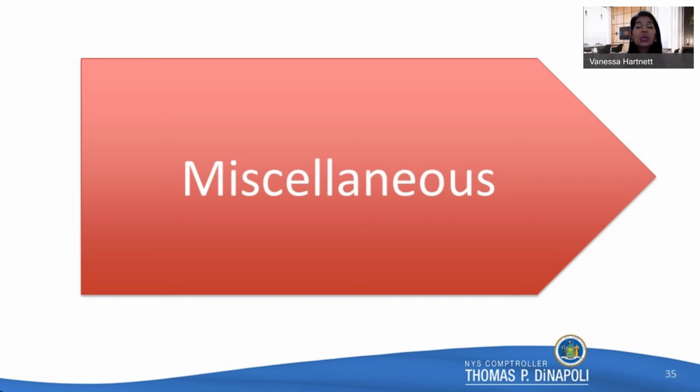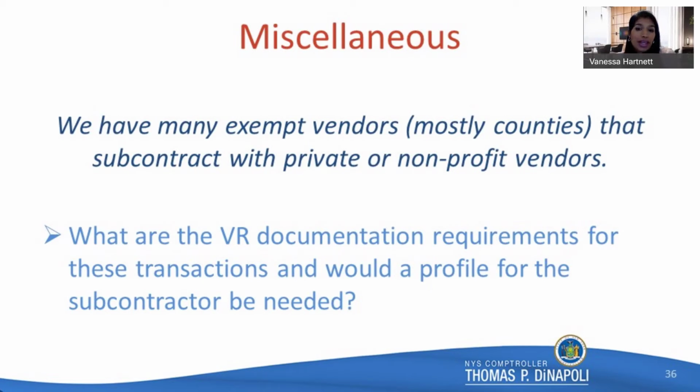So for this section, we've received several questions from agencies that didn't quite fall under the previous VR categories discussed at the beginning of the presentation, but these are important questions that we want to address. Our first question is, we have many exempt vendors, mostly counties, that subcontract with private or nonprofit vendors. What are the VR documentation requirements for these transactions, and would a profile for the subcontractor be needed?